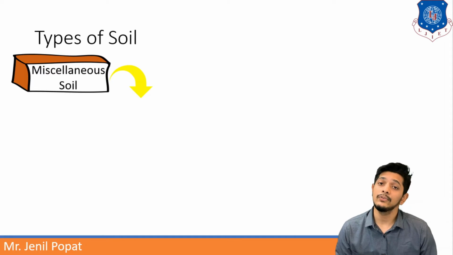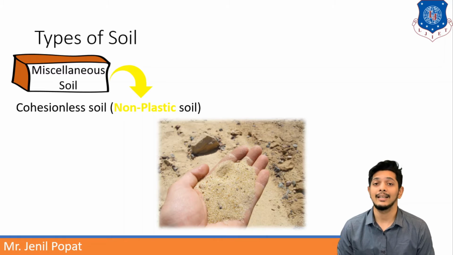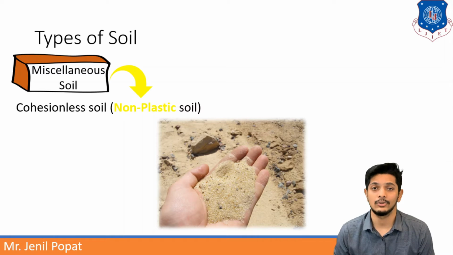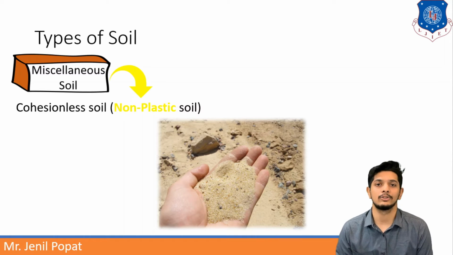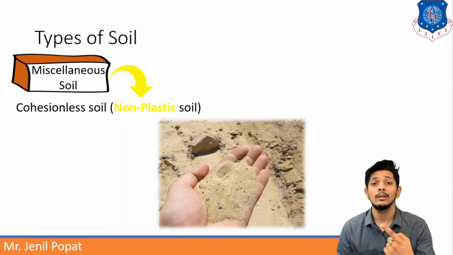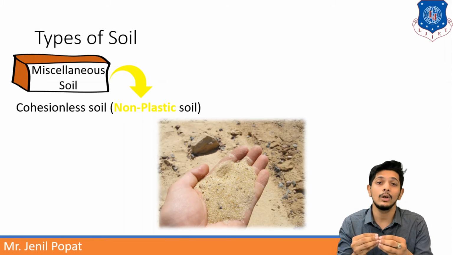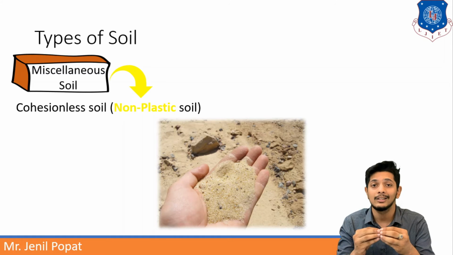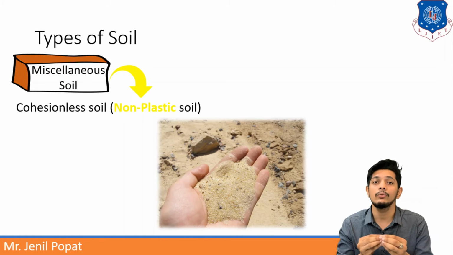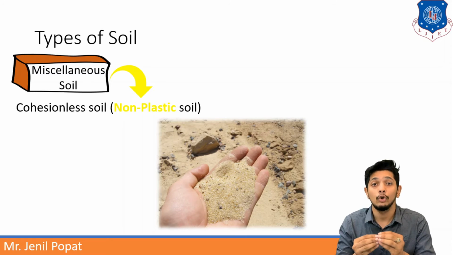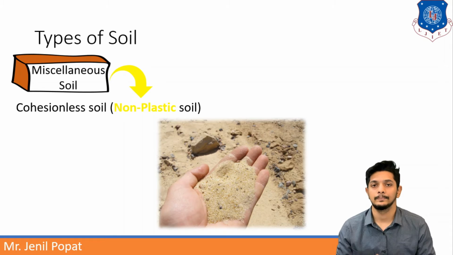Miscellaneous soil. The first miscellaneous soil we can take is cohesionless soil, or we can say non-plastic soil. We can see in this picture there is sand, that is non-plastic, or we can say cohesionless. Cohesion means nothing but attraction between the same type of soil particles. So in sandy soil there is no attraction between particles of the same type. So we can say it is non-plastic, or that there is no plasticity in the picture.